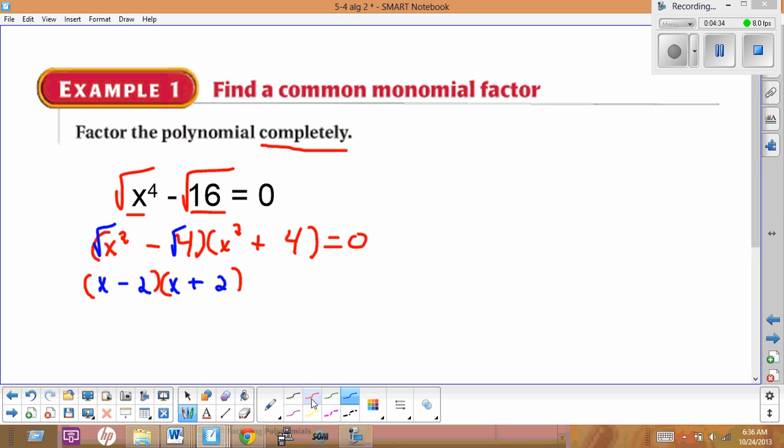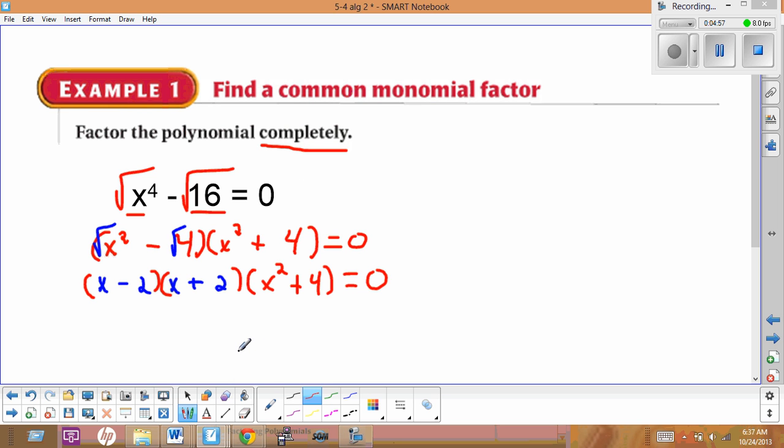Now if we look at the other set of parentheses, the common tendency is to say, oh, difference of squares, but pay close attention and notice that our sign is positive. We don't have a difference of squares. So this, in fact, is factored the best we can do. So factoring completely sometimes means you have to factor more than once.